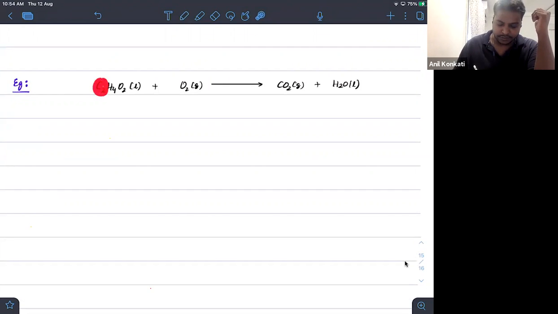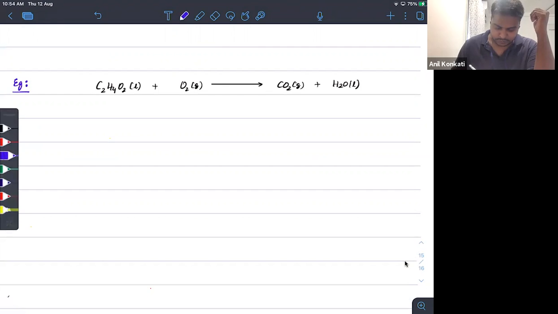See, there are 2 carbons here. Make sure there are 2 carbons on the right hand side. So we must have 2 carbons here. And see the hydrogens. There are 4 hydrogens here. So we must have 2 hydrogens here.